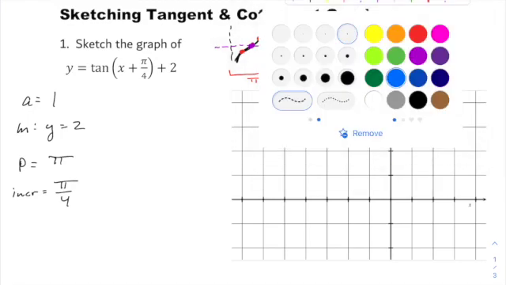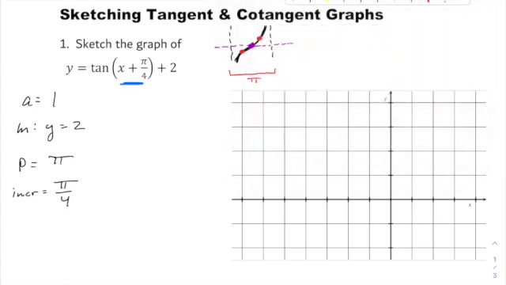Now, here is going to be one big difference. When you do a phase shift with tangent, watch out for this. When you set that equal to 0, you get negative pi over 4. That means we've shifted the graph pi over 4 units to the left. And that is definitely true. However, with the tangent graph, this value is the third key point, the middle of the graph. So that means x3 is going to be negative pi over 4.